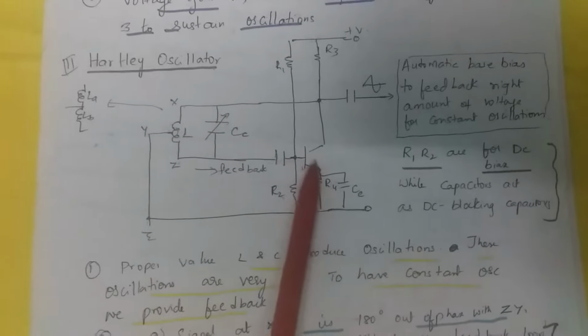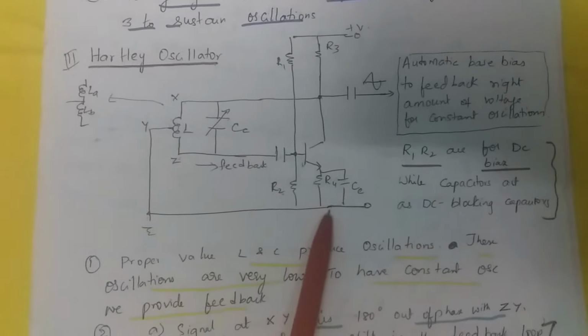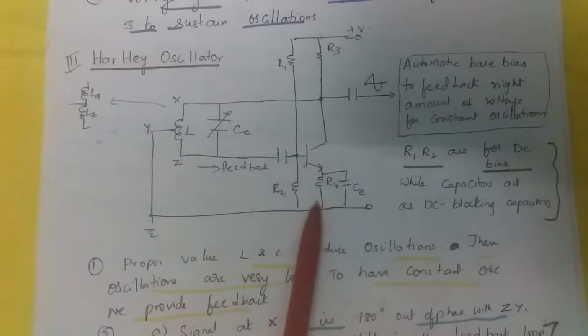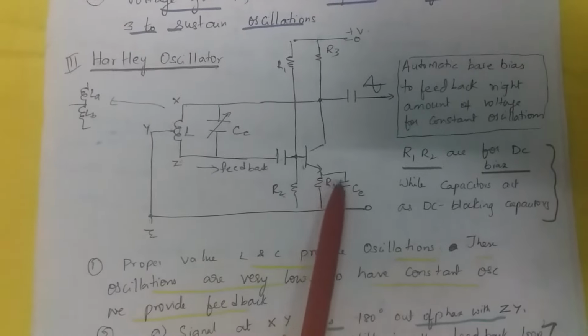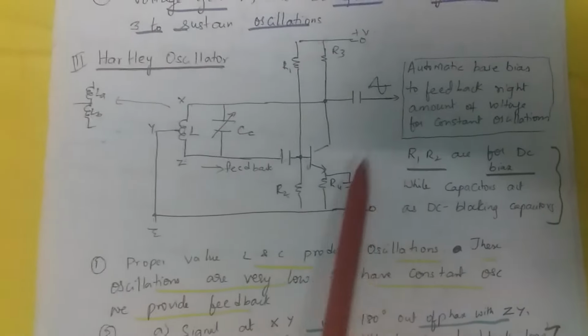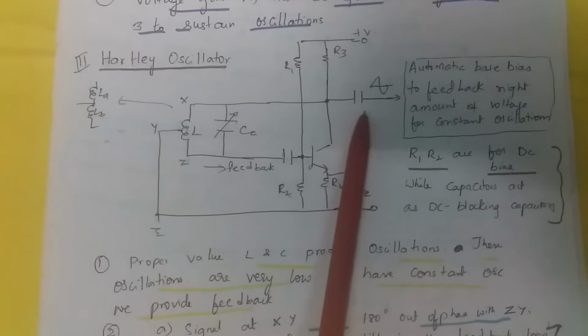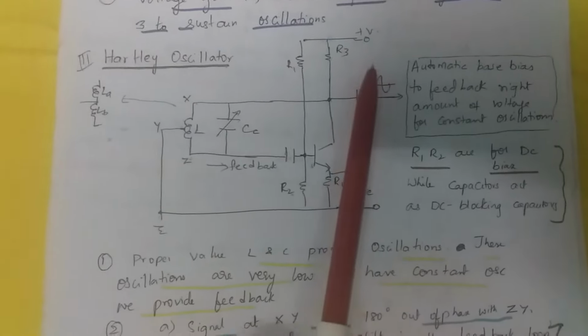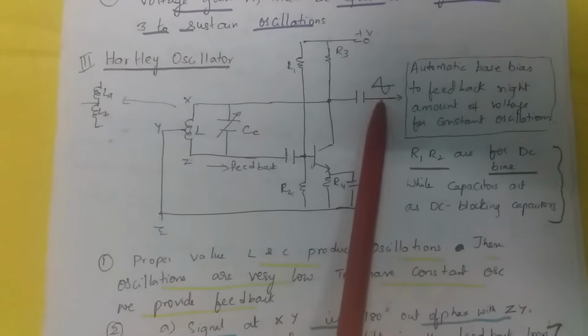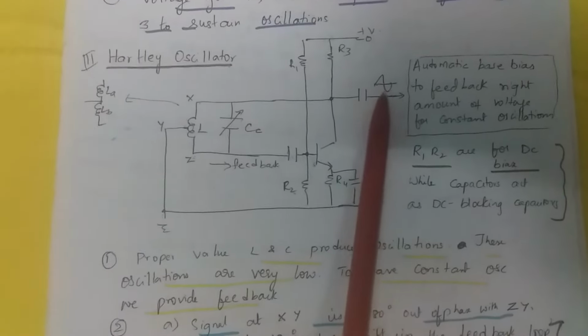So this signal XY is appearing over here. R4 is the emitter bias circuit. This is actually a negative feedback resistor. Since the amplitude has increased, the negative feedback increases. What happens? Effectively, it pulls down the gain of the amplifier. Hence, the oscillation amplitude is also reduced and it regains its original value.